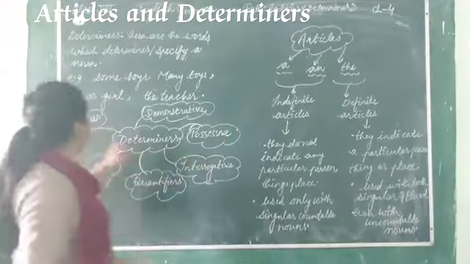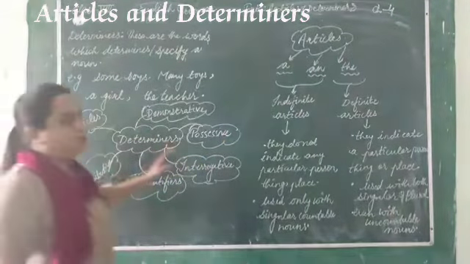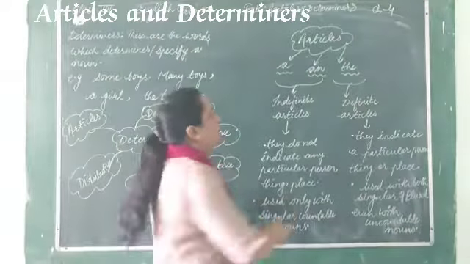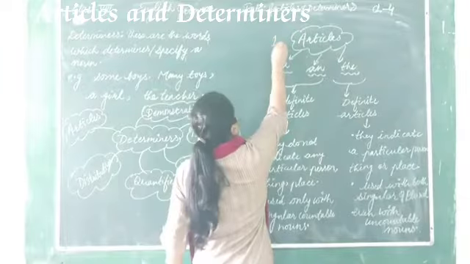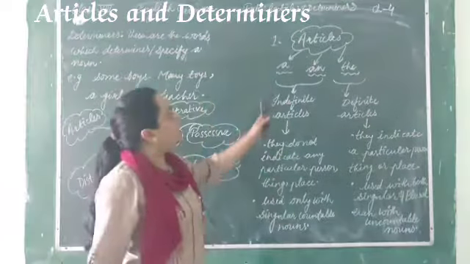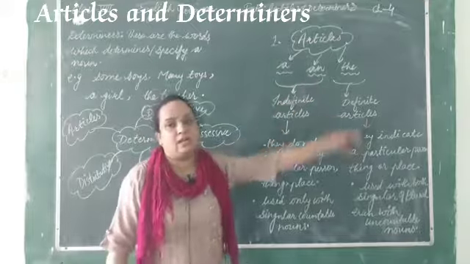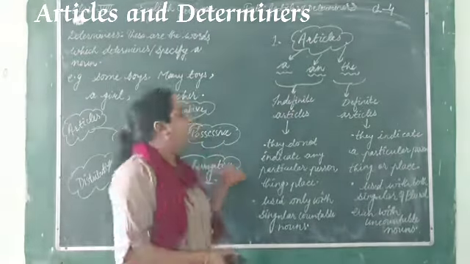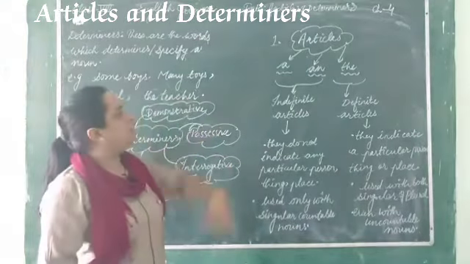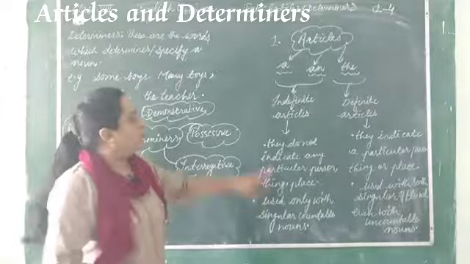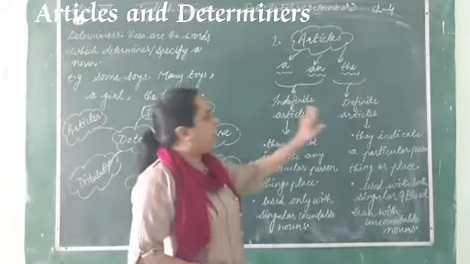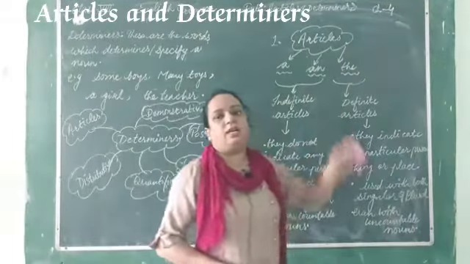Next we have to start today the first kind of determiners, that is, article determiners. So the first kind of determiners is article determiners, which I have named articles only. As I have discussed earlier, articles are divided into two groups. One is definite articles and the second is indefinite articles.